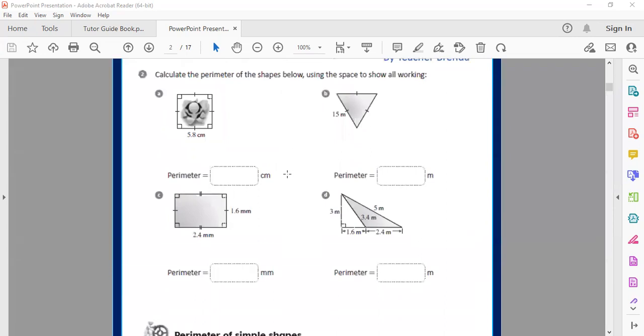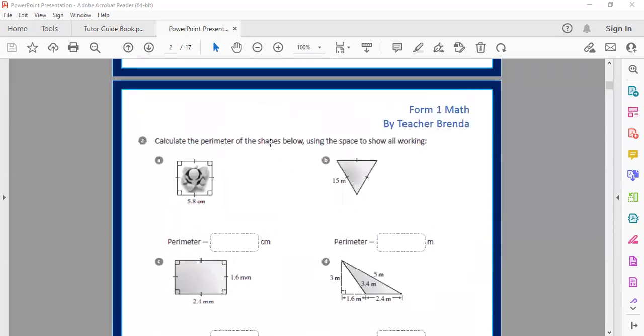Okay, guys, let's move on. Calculate the perimeter of the shapes below. Okay, quick. Use your calculator. Tell me the answer for 2A in the chat. For this, what is the perimeter of this shape? Very good, 23.2. Well done, guys.